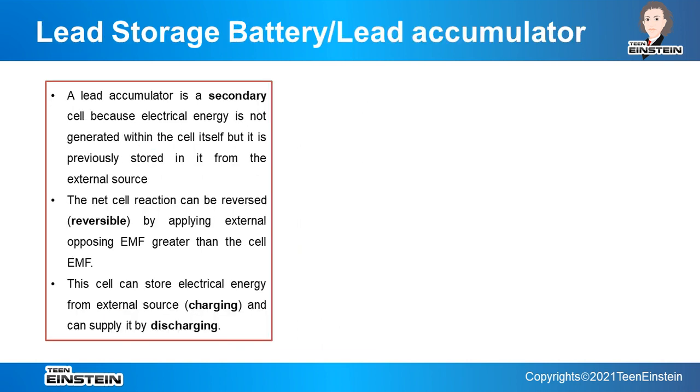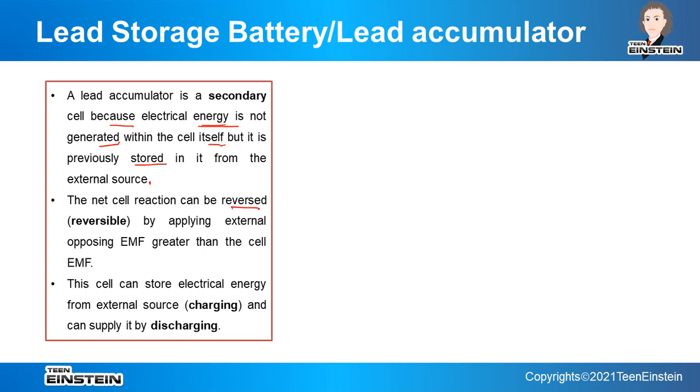Next is the lead storage battery, also known as the lead accumulator. This is an example of a secondary cell. The lead accumulator is a secondary cell because electric energy is not generated within the cell itself. There is already some stored energy that is converted to electric energy. In the dry cell that we have seen, electric energy is produced inside the cell, but in this case it is already stored in it from an external source. Okay, that is the difference.